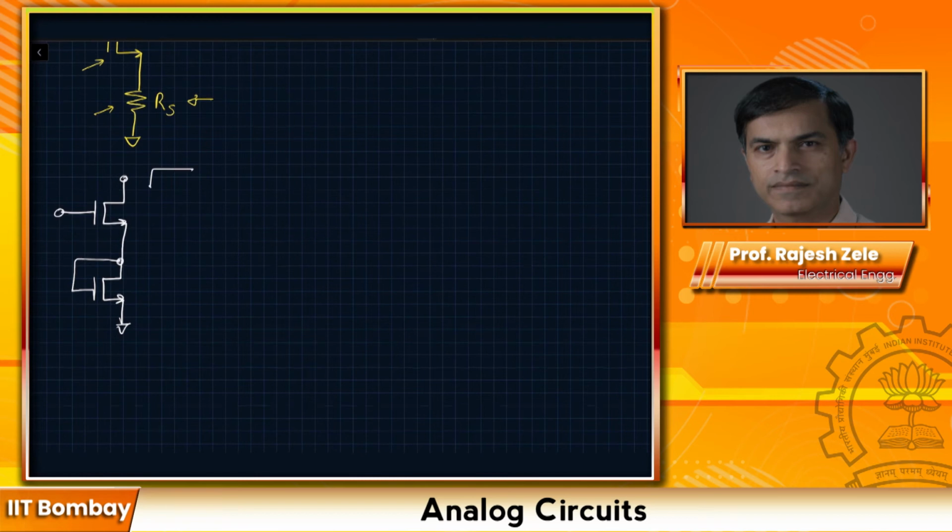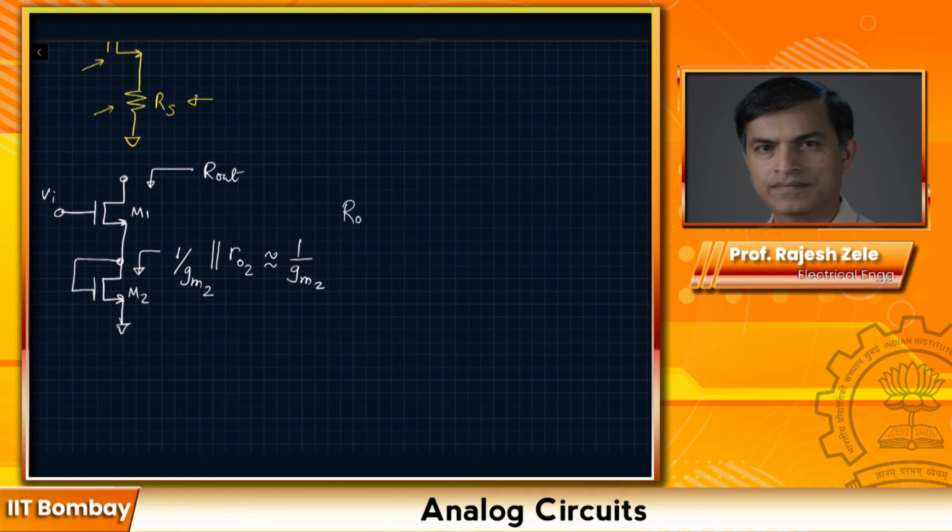What would be R out here if this is my V input? We just learned some time ago that this is 1 divided by GM. Let's call it M2, M1. So this would be GM2 in parallel with RO2, and we say this is close to 1 over GM2 for our paper design.